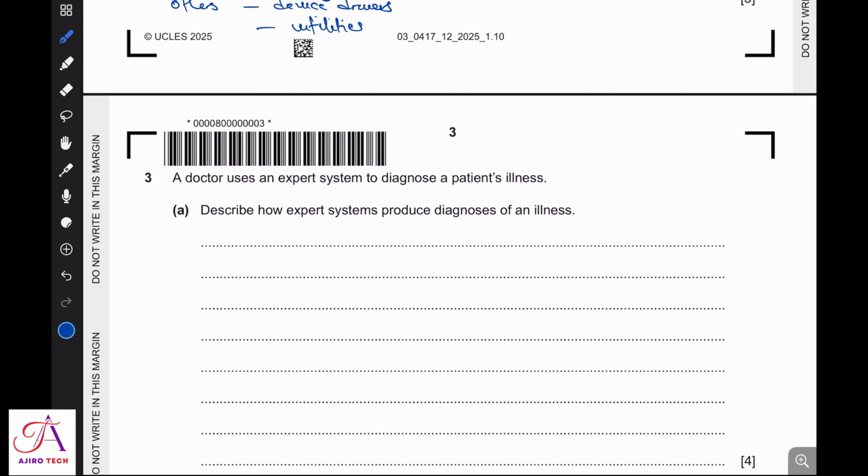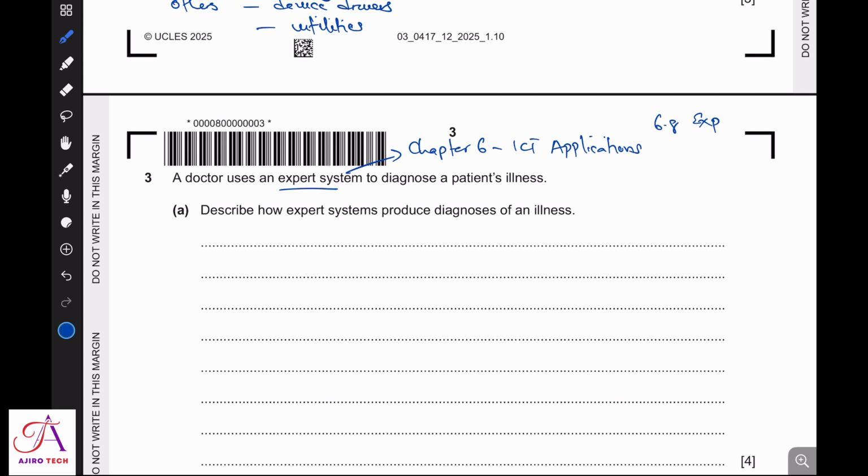Question three. A doctor uses an expert system to diagnose a patient's illness. Describe how an expert system can produce a diagnosis of an illness. So this is chapter six, right? You see that in chapter six, ICT application. And more specifically, you see that in 6.8, where you have your expert system. So let's talk about this.